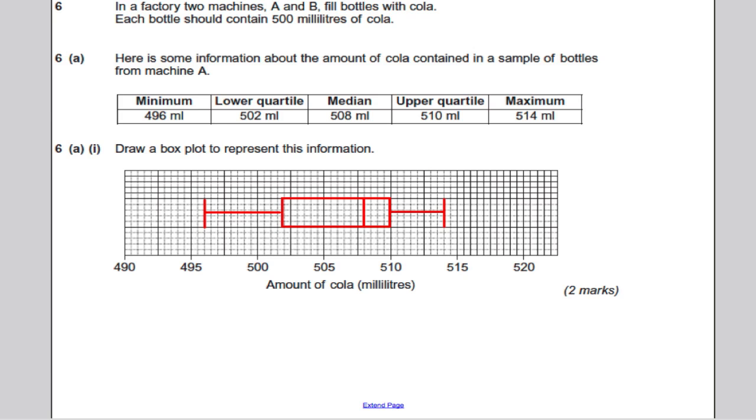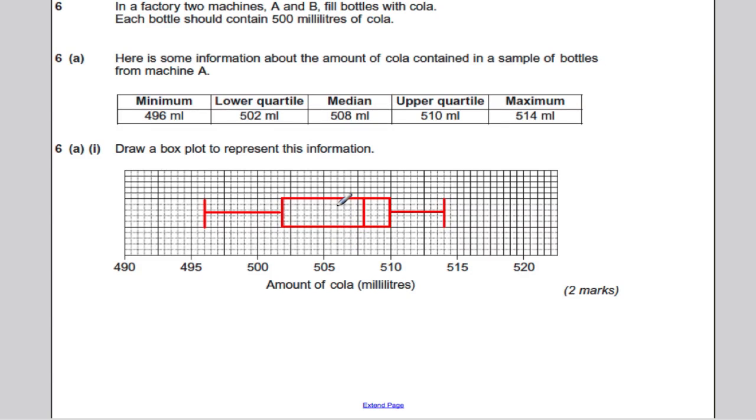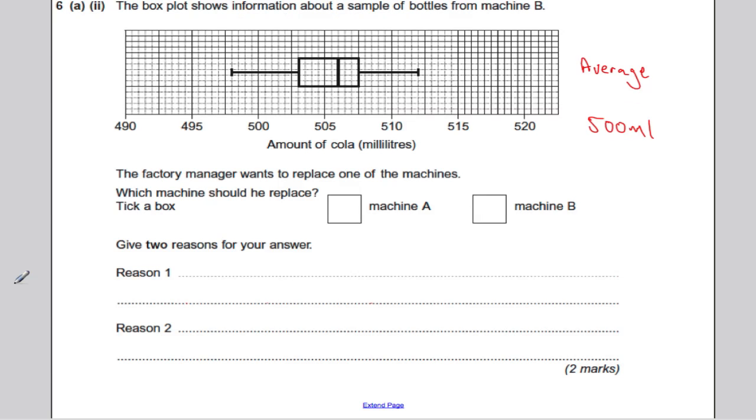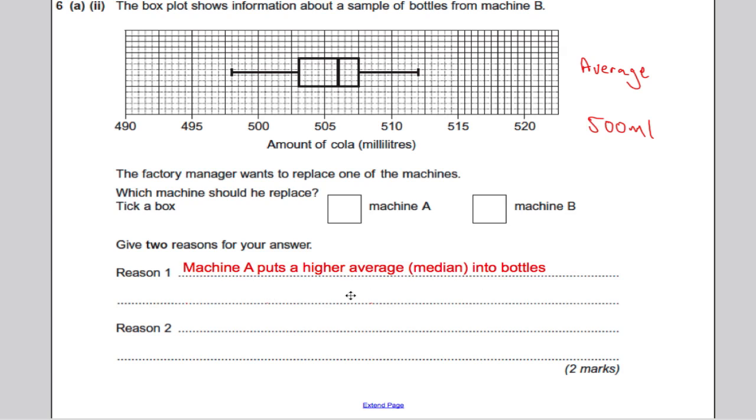So if we look at this box plot here, we can see that on average it seems to be putting 506 mils, whereas in this one here, it's 506, 7, 8, 508. So machine A is putting more on average. Machine A has a higher average, which is 508 compared to 506. So I would take machine A, and also I want to look at the consistency of the machines.